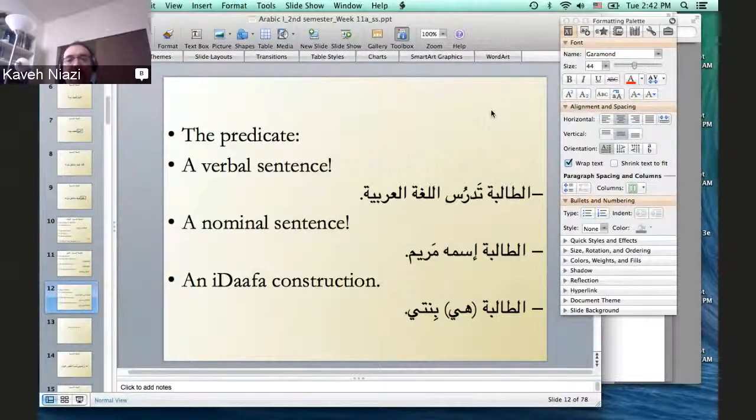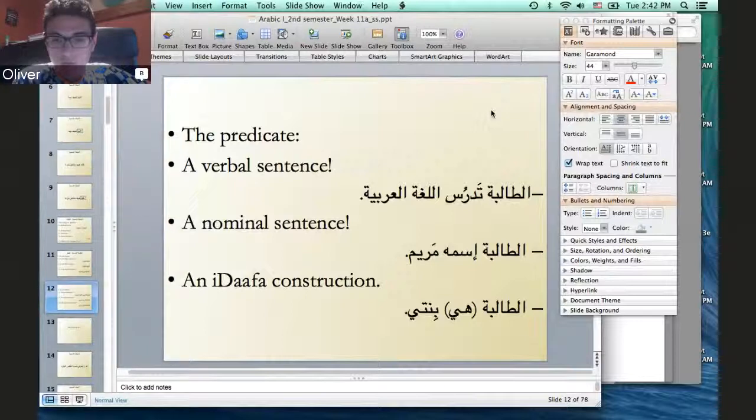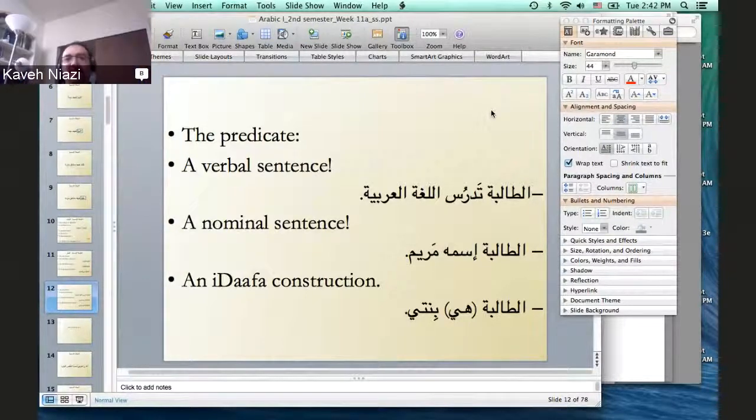At-taliba ismuhu Maryam. What does that mean? The student is called Maryam. That's exactly right. The student is called Maryam, or the student's name is Maryam. Very good. And Maryam, of course, you recognize it's the Quranic name, not for Miriam, but for Mary herself. At-taliba ismuhu Maryam.